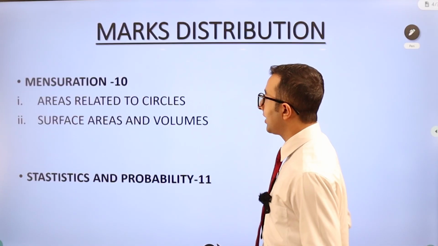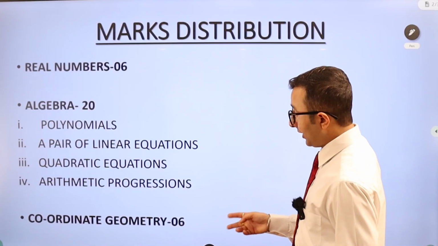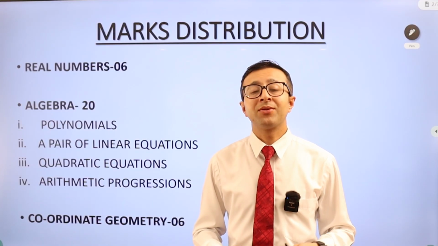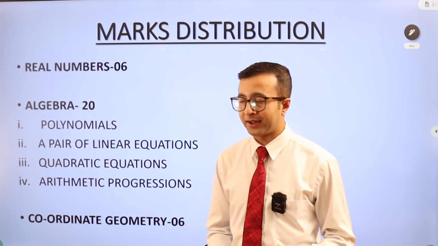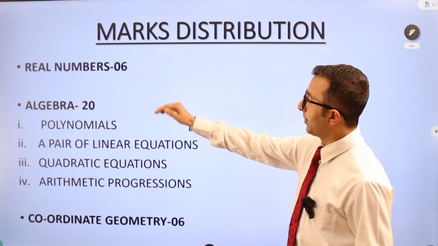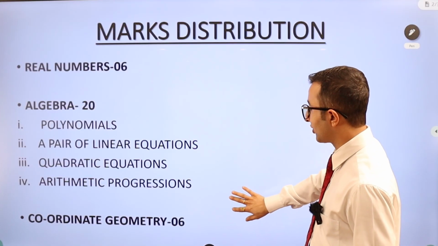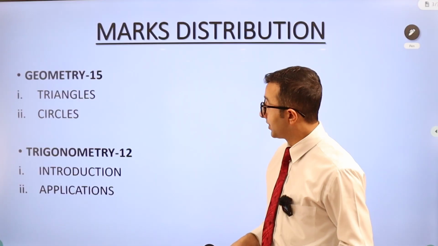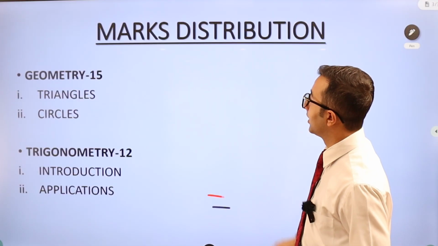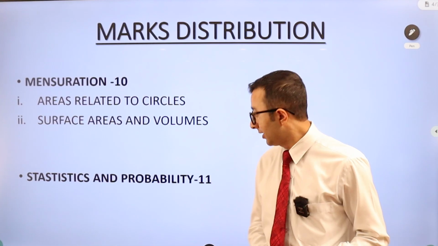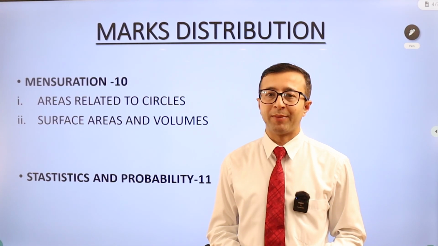So altogether we have 14 chapters. Out of 14 chapters we will be getting questions of 80 marks. So I repeat again: real numbers 6 marks, algebra 20, coordinate geometry 6 marks, geometry 15, trigonometry 12, mensuration 10 and statistics and probability will give us 11, altogether 80 marks.